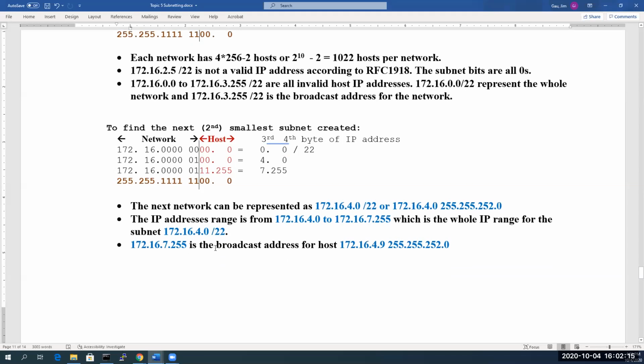All right, and this is the broadcast. The quiz might ask you: hey, is 172.16.7.255 the broadcast address of the host 4.9? Is that correct? And you'll say, yeah, it's true, because according to this analysis, right?